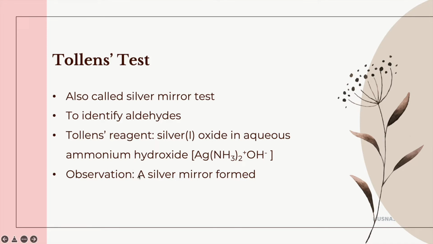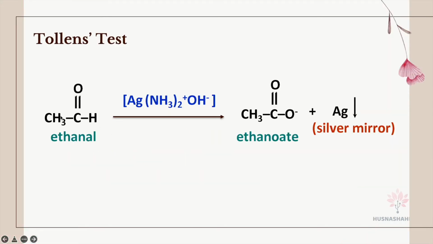If there is aldehyde in there, a silver mirror will be formed. Here, for example, aldehyde reacts with Ag(NH3)2+ OH-. The product is carboxylate ion: the C=O, and then you remove this hydrogen here and attach O minus. This is carboxylate ion plus Ag, silver. This is the silver mirror, silver precipitate, with the arrow pointing downwards because the precipitate will settle down at the bottom of the test tube.